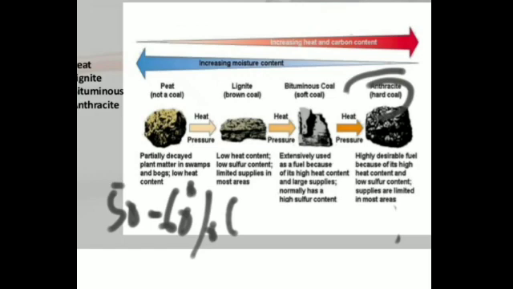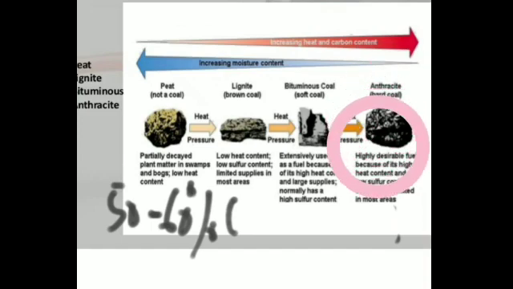Then it exists in different varieties such as high, medium and low, depending upon the percentage of carbon present in it. And next is anthracite, which is hard, dense and black, and contains more than 90% carbon. This is the purest form of coal. It takes time to catch fire, but once it catches fire, it burns for a longer time. So this is the best form of coal that is available.